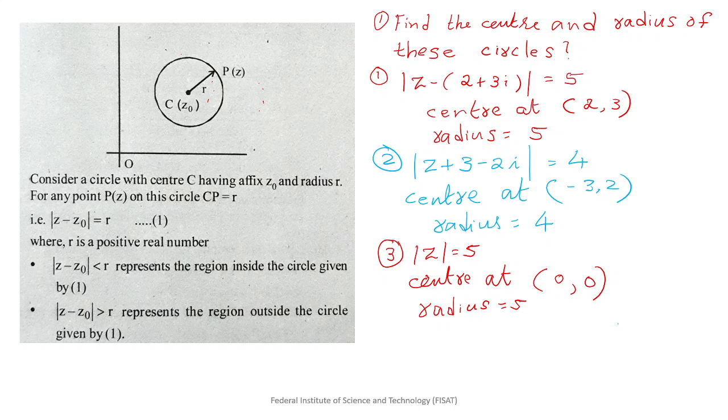So find the center and radius of these circles. Mod of z minus 2 plus 3i equals 5. So it is of this form clearly. So the center is at 2, minus 3 and radius equals 5. Next question, mod of z plus 3 minus 2i equals 4. So the center is minus 3, 2 and radius equals 4. Then mod z equals 5. Here there are no real and imaginary parts, or you can say the center is at the origin and the radius equals 5.